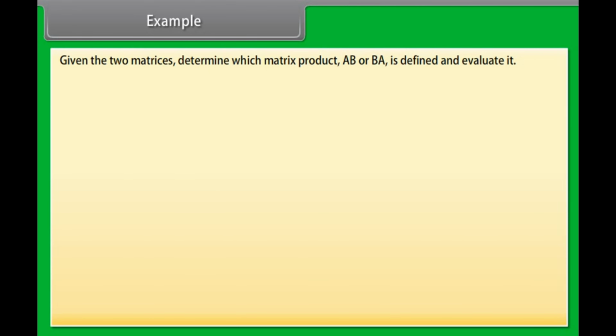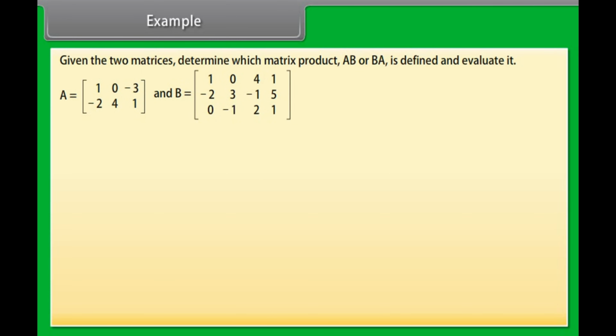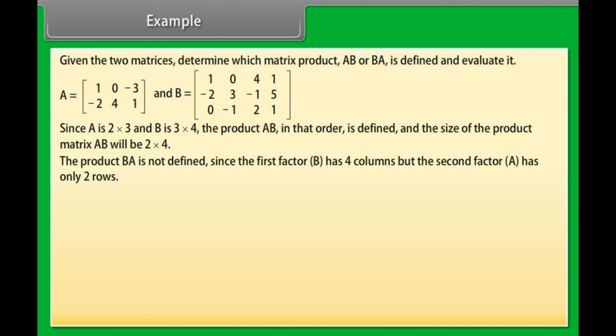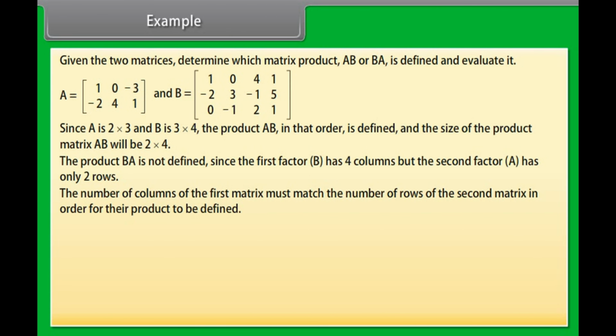Example: given the two matrices, determine which matrix product AB or BA is defined and evaluate it. Since A is 2 by 3 and B is 3 by 4, the product AB in that order is defined and the size of the product matrix AB will be 2 by 4. The product BA is not defined since the first factor B has 4 columns but the second factor A has only 2 rows. The number of columns of the first matrix must match the number of rows of the second matrix in order for their product to be defined.